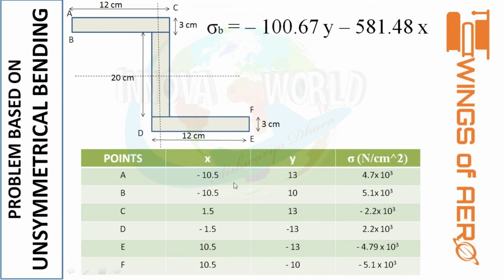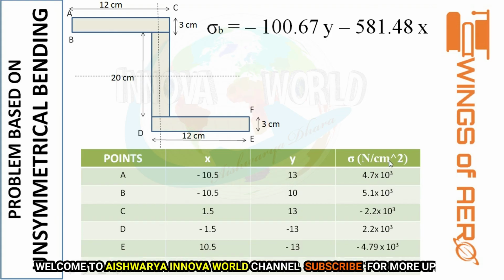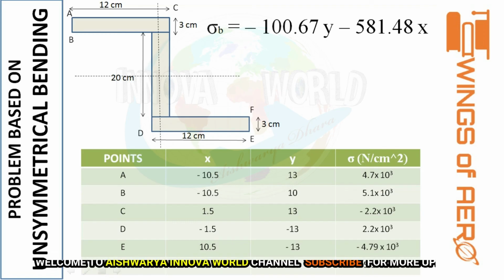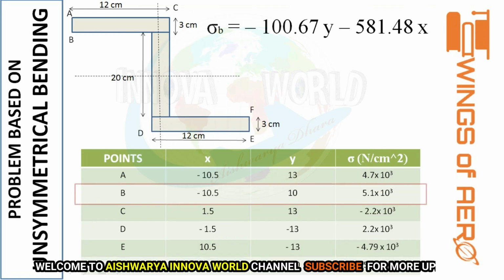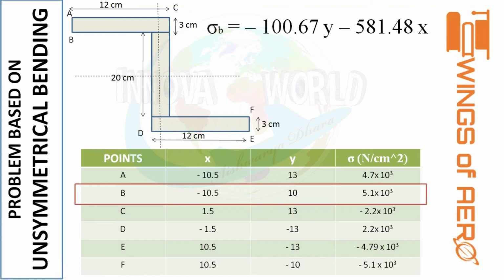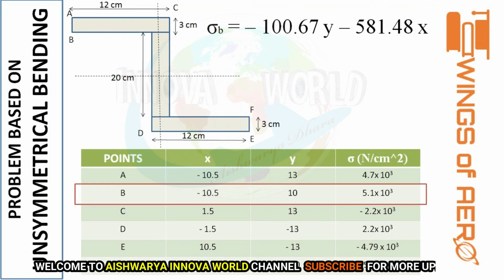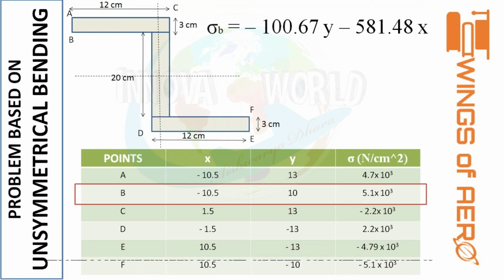So applying the point A coordinates, we got 4.7 into 10 power 3 Newton per centimeter square. Similarly, for point B we got 5.1 into 10 power 3, and the subsequent values are shown in the table. As per the given question, they asked to find the maximum bending stress. So from here we can obtain the maximum bending stress at point B, where we have 5.1 into 10 power 3, which is tensile in nature, and that is our answer.